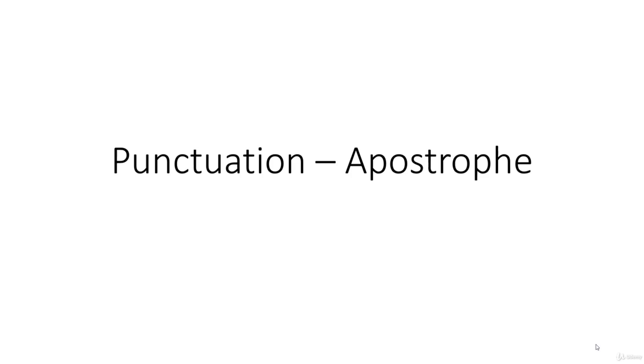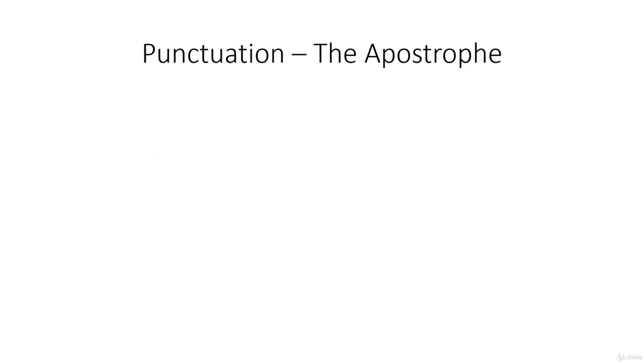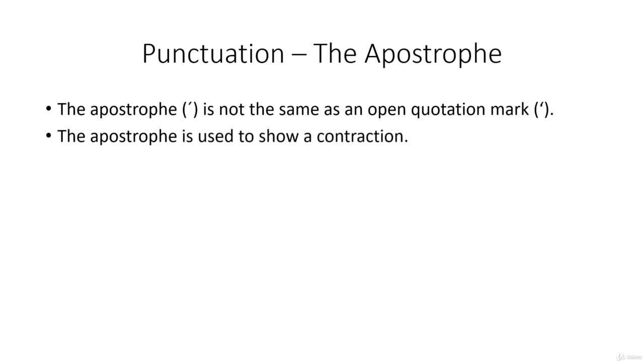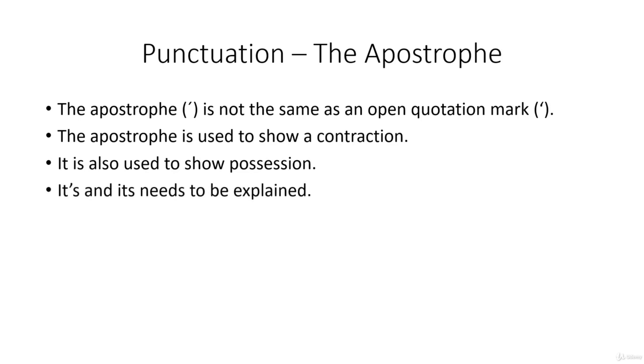This punctuation lesson concerns the apostrophe. So the apostrophe, as shown in brackets here, is a different punctuation mark than an open quotation mark, as shown here. Hope you can see the difference. So we use the apostrophe to show a contraction, and we also use apostrophes to show possession. The it's with and without an apostrophe is a special case that we need to explain.